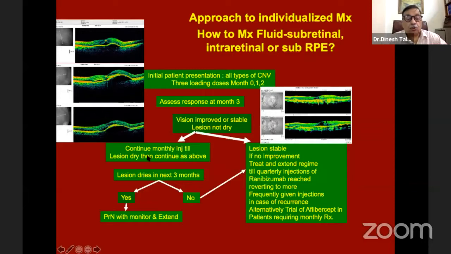Now, if this is so, you would continue monthly till the patient becomes dry. And if in the next 3 months the lesion dries up, the treatment is the same as for a PRN treatment. But if it does not dry up and it stays stable, in these patients you can consider using a treat and extend regime. Extend from 4 weeks to 6 weeks to 8 weeks to 10 weeks. And if the lesion remains stable, you can go up to 12 weeks. With aflibercept, you can even go up to 16 weeks.